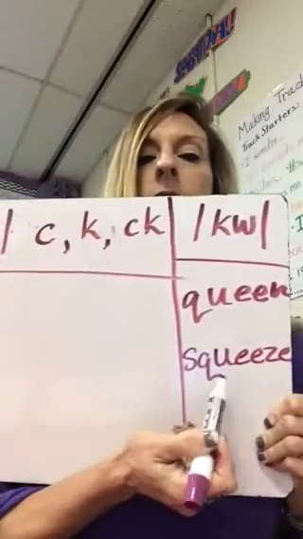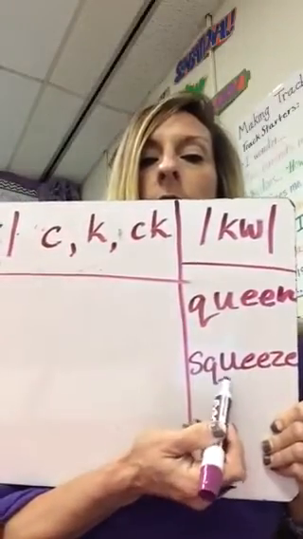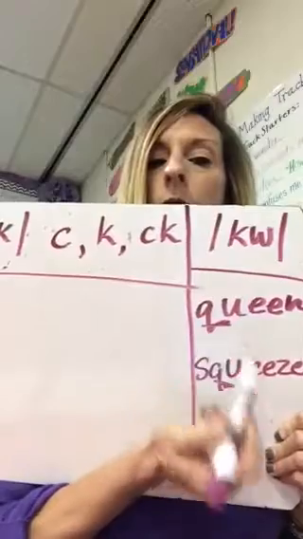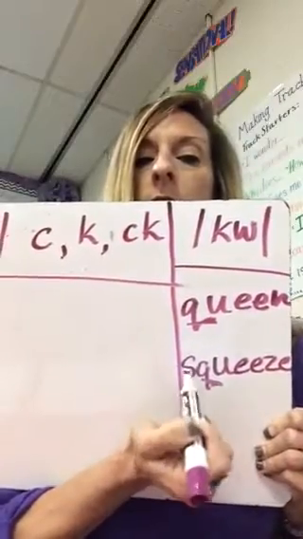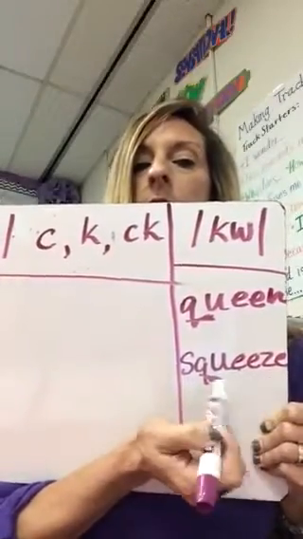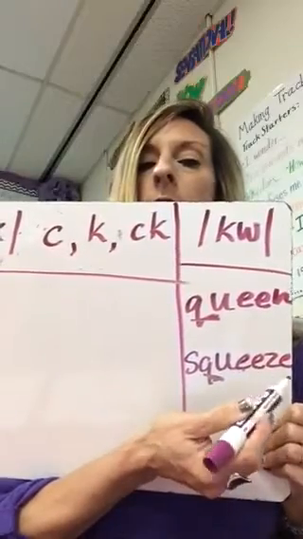Okay, let's check your word. So we have squeeze. S-Q-U-E-E-Z-E. So we have the qua again. Q-U and Q-U. Squeeze. Squa. Ease. Okay, next, quart.